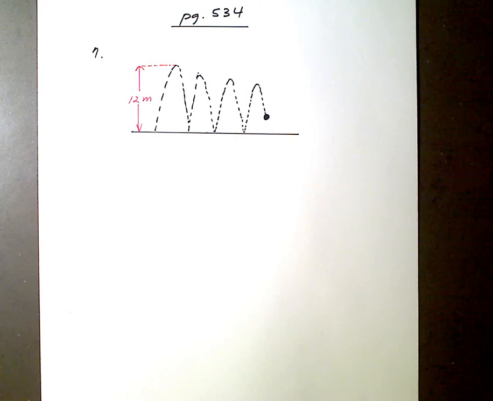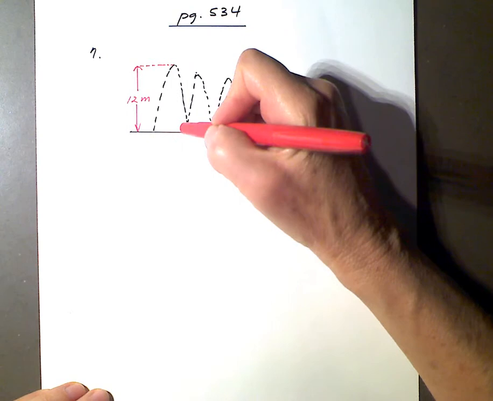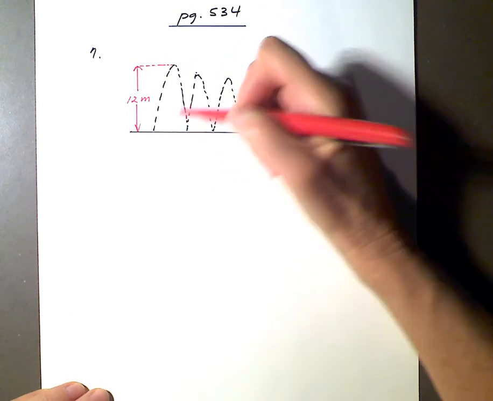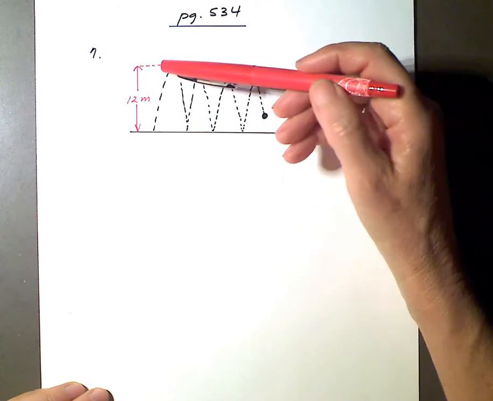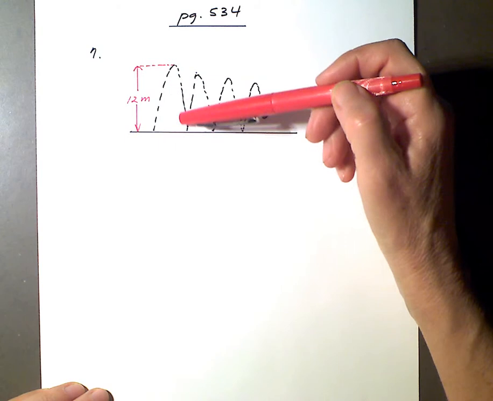This is word problem number 7 on page 534, where we have a super ball that we throw up into the air, and it goes 12 meters in the air and then comes back down. So in all, vertically, it travels up 12 and down 12. So it's 24 on its first round, going up and down until it bounces.